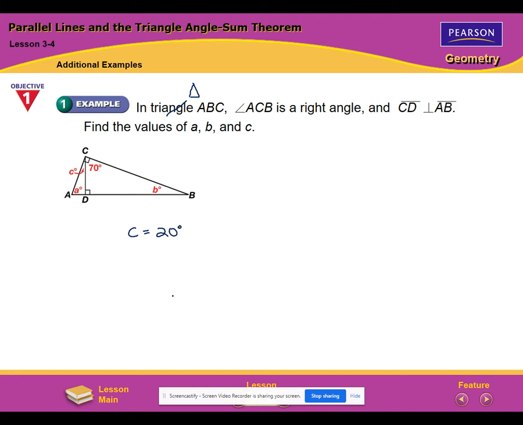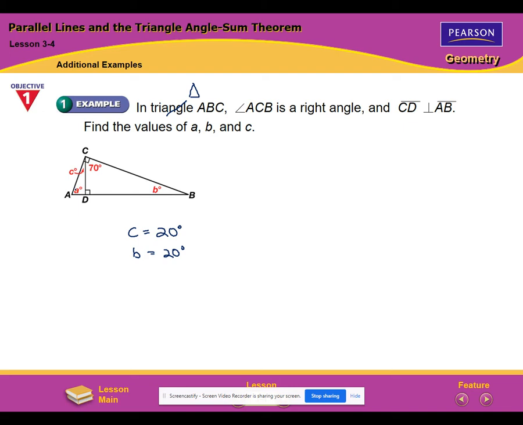okay? The second one that jumps out at me would be B, because if I look at not the whole triangle, but just this kind of medium-sized triangle, you've got a 70-degree angle, a 90-degree angle, and B. So again, B is 20 degrees. Just like C, B is 20 degrees.